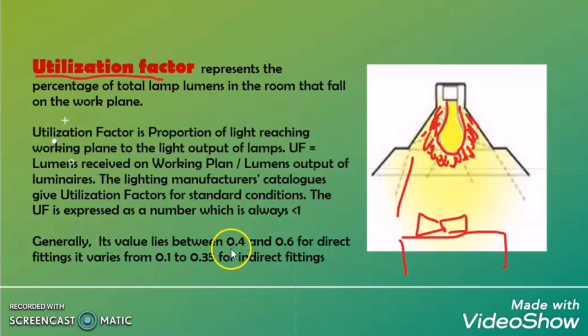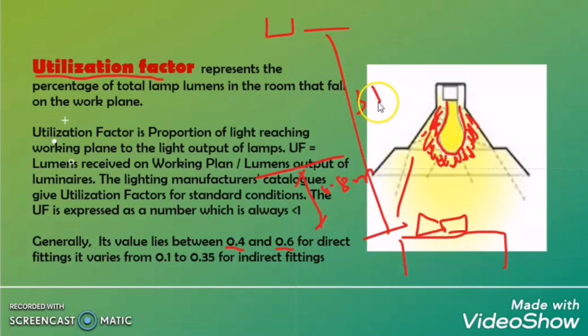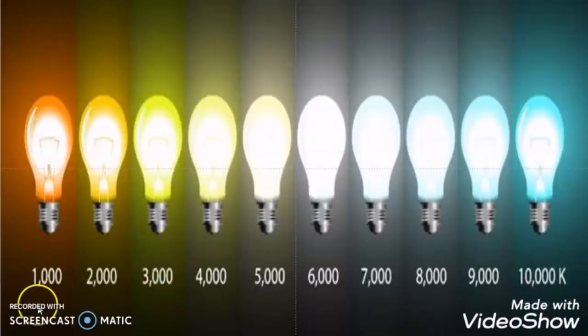The utilization factor lies between 0.4 and 0.6, meaning we fix the light at the top level, but we use this light for our useful work at the lower level. Maybe we are sitting and reading a book on a table, where the height of the table is approximately 0.8 meter, but the light we fix is almost 3 to 3.5 meters high. With this distance, the light intensity is decreasing. That is why the utilization factor is considered between 0.4 and 0.6 when we are using direct light for the work.